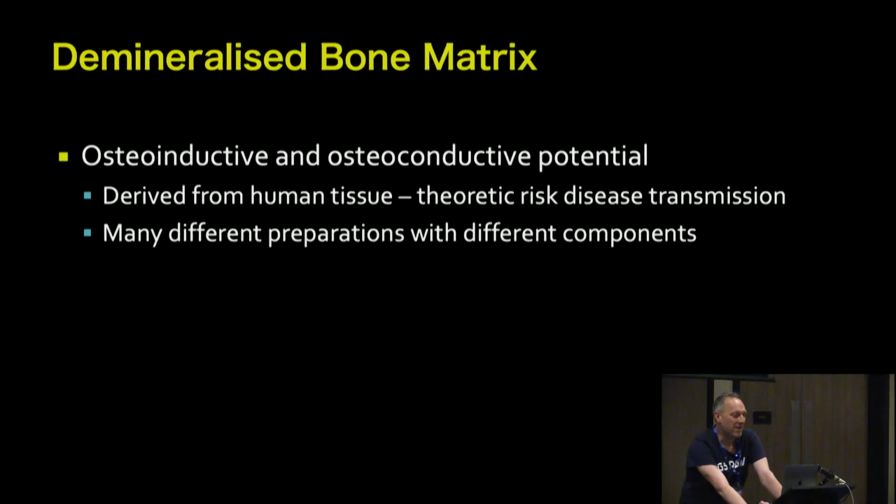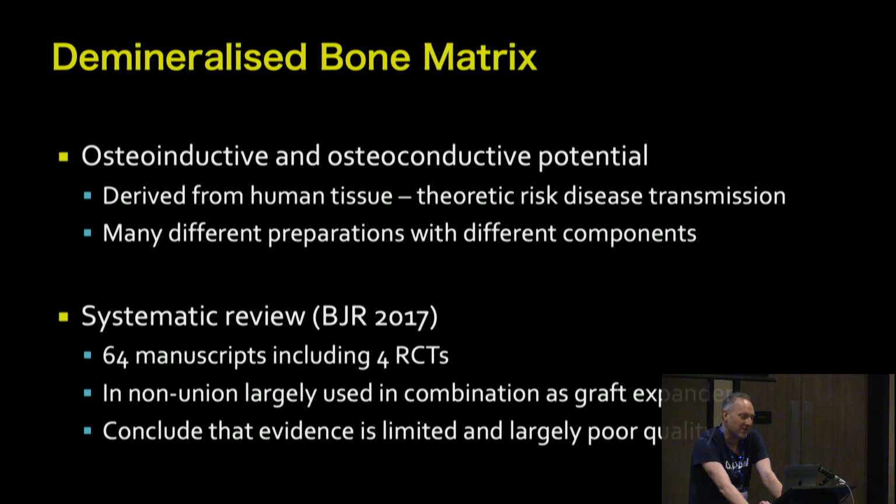Brief touch on demineralized bone matrix, probably osteoinductive and osteoconductive, although it varies depending on the preparation used. Again, we've already said it's derived from human tissue. There is therefore a theoretic risk of disease transmission, although I understand there's been no reported cases of that. Many different preparations are available and they all have different components.